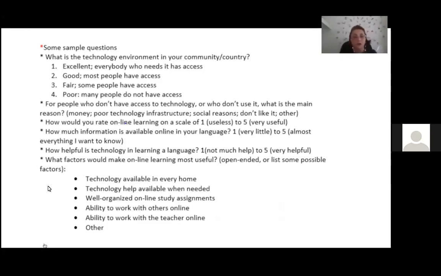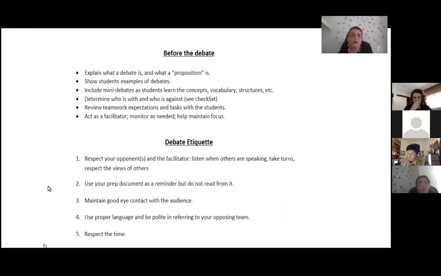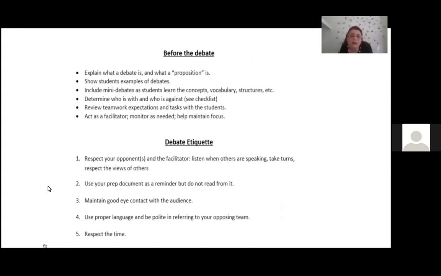As for before the debate, we need to have the child prepared. We need to explain what the debate is and what a proposition is, show students examples of a debate, and also include mini debates as the students learn the concepts, the vocabulary, and the structures. And we will also determine who is with and who is against. It will help them to do that. And you can see the checklist that we talked about before. We will review the teamwork expectations and tasks with the students. And we will act as facilitators, monitoring as needed to help maintain the focus.